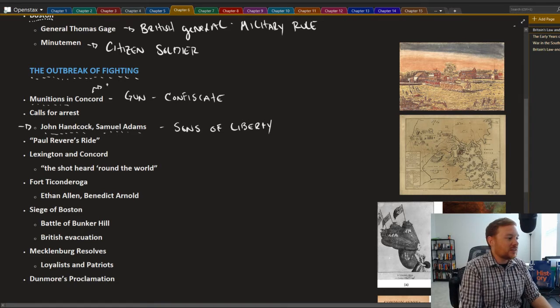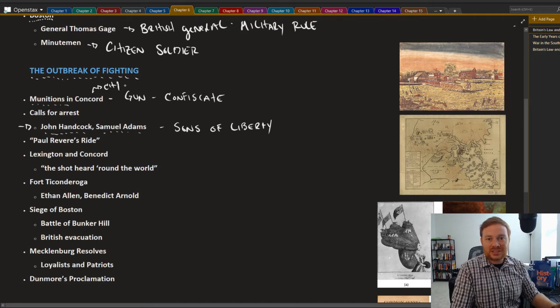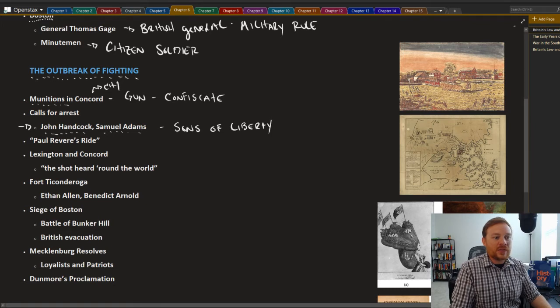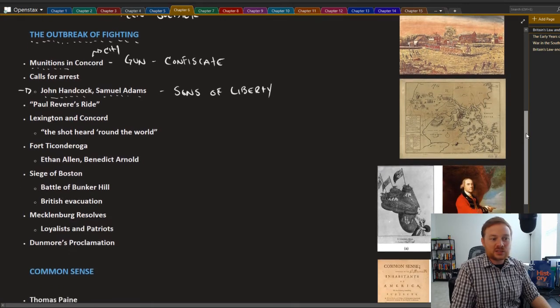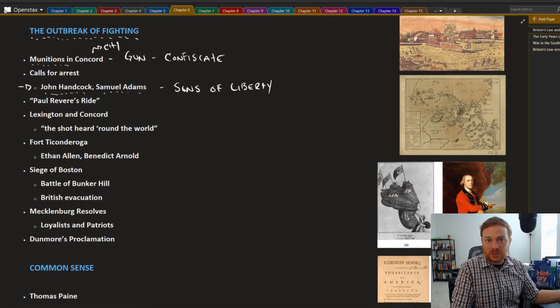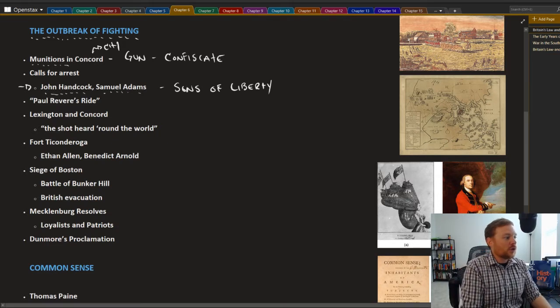Concord is a city, so the idea was that Gage was going to go to Concord, Massachusetts, take the weapons, arrest these individuals who are provoking a conflict with Great Britain, and that would make the situation more safe, so to speak. Thomas Gage was not a dumb guy. He thought that he could sneak out of Boston towards Concord, Massachusetts. However, he was found by colonial residents. Probably most famous of them all was Paul Revere.